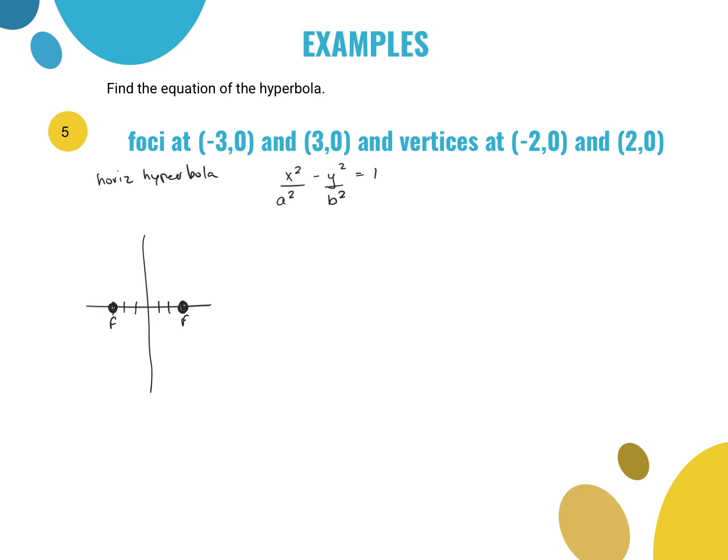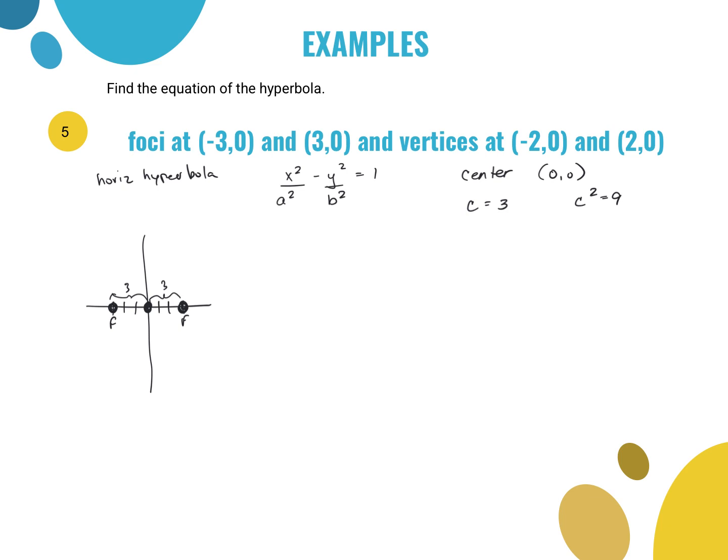Now, we also know that our foci are c units away from the center. So I know the center is at (0, 0). My foci are 3 units in both directions: this one is 3 units to the right, and this one is 3 units to the left. So I know that my C value equals 3. C squared is obviously 9. I don't think I need that, but just in case.